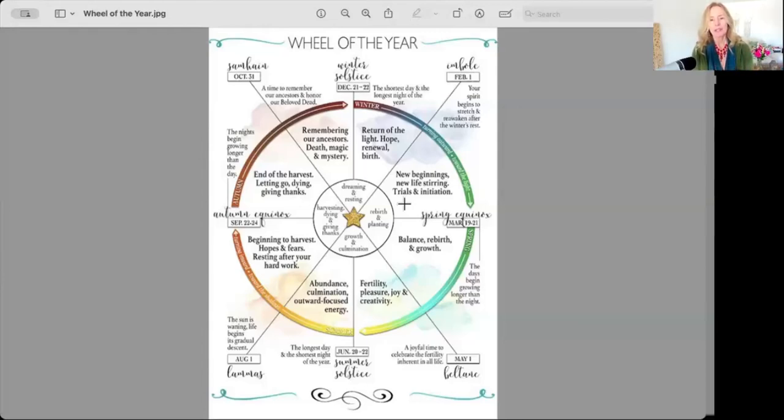Oh, and I love that the winter time and that Samhain to the Imbolc time is dreaming and resting. And then new beginnings, new life stirring, trials and initiation. So you're coming out of your cave, rebirth and planting. And then we hit the spring equinox, which is that March, it says 19, 20, 21, depends on the year. And that is initiated by the 0 degrees Aries. That's the beginning of the astrological year. And that is balance, rebirth, and growth. The days begin growing longer than the night.